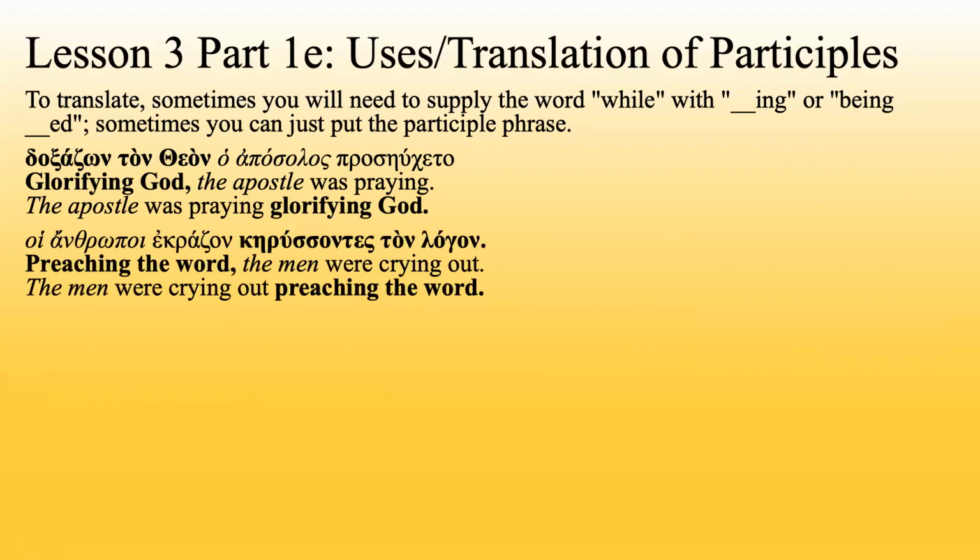Hoi anthropoi ekradzon kerussontes ton logon. Preaching the word, the men were crying out. Now, this one comes at the end of the sentence, but it is in the nominative. It matches the subject in gender, number, and case, masculine, plural, nominative. So it is describing the men. So preaching the word, the men were crying out. Or because there are no other nouns in this sentence, it works to say the men were crying out, preaching the word. Either of those works. We could also say while preaching the word, the men were crying out, or while they were preaching the word, the men were crying out.